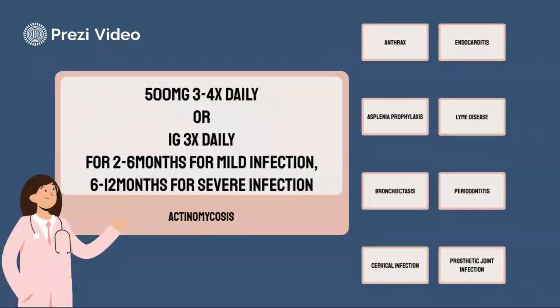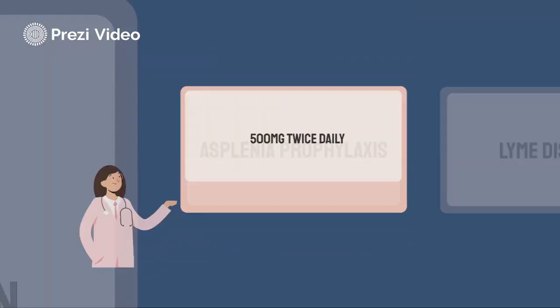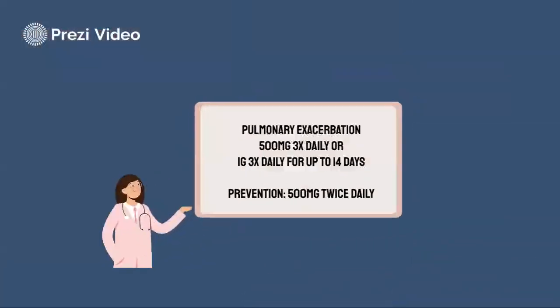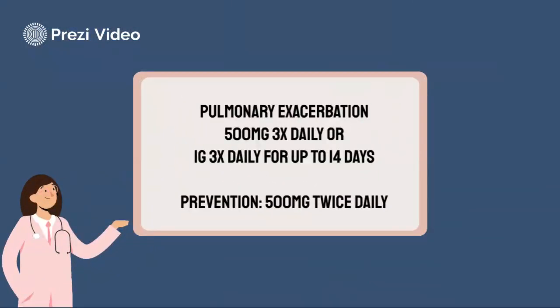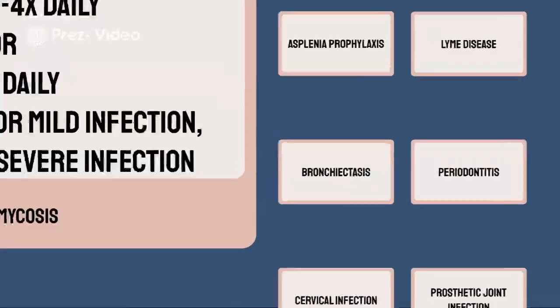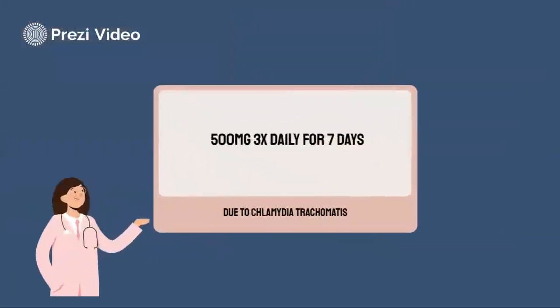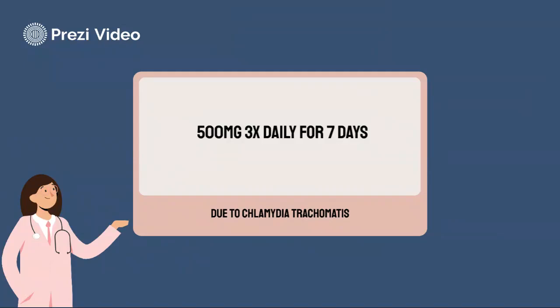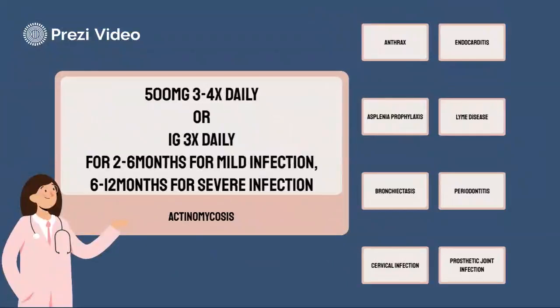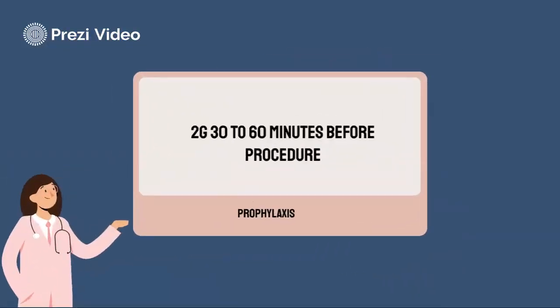Then we have asplenia prophylaxis. You may use 500 milligrams twice daily. Then bronchiectasis for pulmonary exacerbation, you may use 500 milligrams 3 times daily, or 1 gram 3 times daily for up to 14 days. And for prevention, you may use 500 milligrams twice daily. And then for cervical infection in pregnancy due to chlamydia, you may use 500 milligrams 3 times daily for 7 days. And then for endocarditis prophylaxis, you may use 2 grams 30 to 60 minutes prior to the procedure.